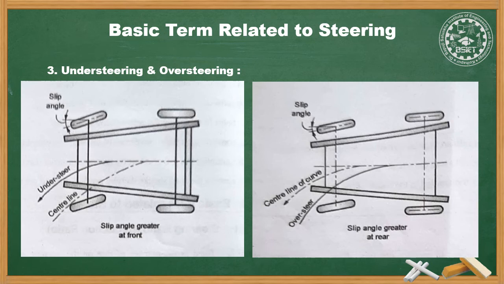When the slip angle at the front and at the rear is the same, there is no tendency of the vehicle to move away from the path of the neutral straight line. This condition is called neutral steer.